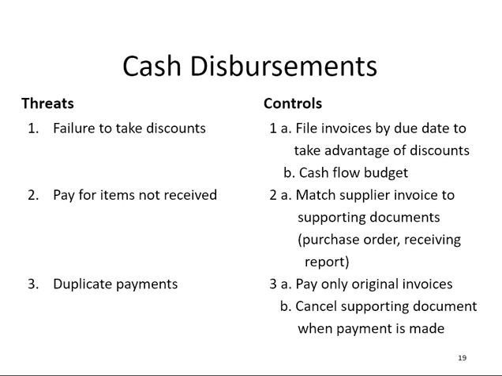All right, threats and controls in this step. Failure to take discounts. The invoices will be recorded and carefully analyzed, and make sure that the due date will not be missed, and the discount will be taken if it's possible. And also a cash flow budget is a good tool. Pay for items not received, right? Matching is important.